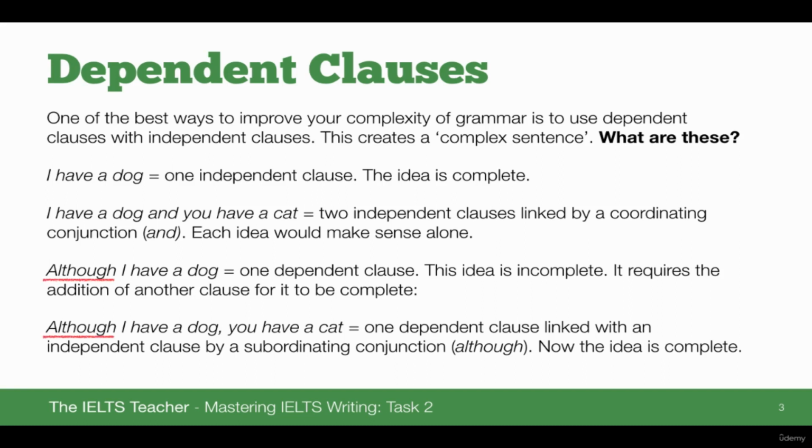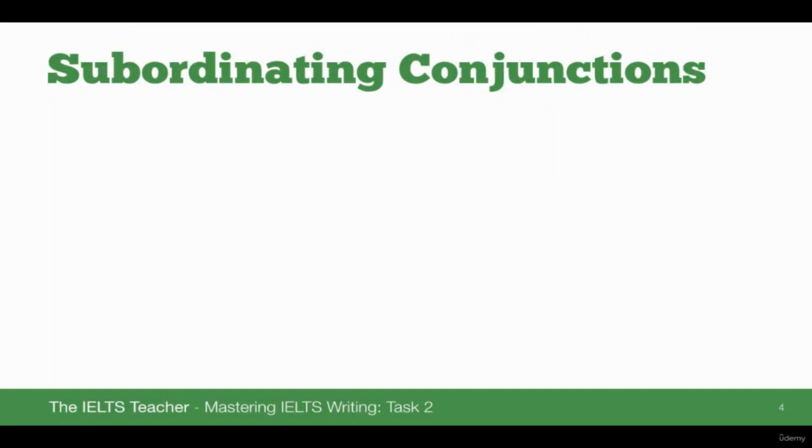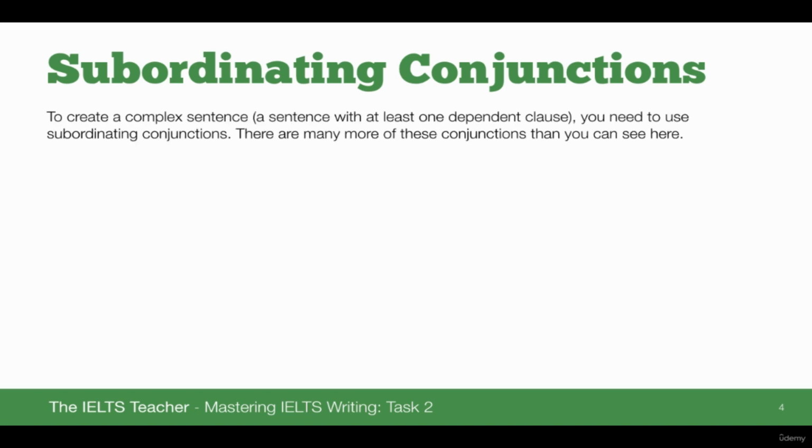And this is what we call, as I just mentioned, a subordinating conjunction. So subordinating conjunctions are key to creating complex sentences. So we're going to look at these here. To create a complex sentence, which is a sentence with at least one dependent clause, you need to use subordinating conjunctions. Now, there are many more of these conjunctions than you're about to see here, so I would recommend looking them up after this lecture so that you can get a little bit more knowledge on these.